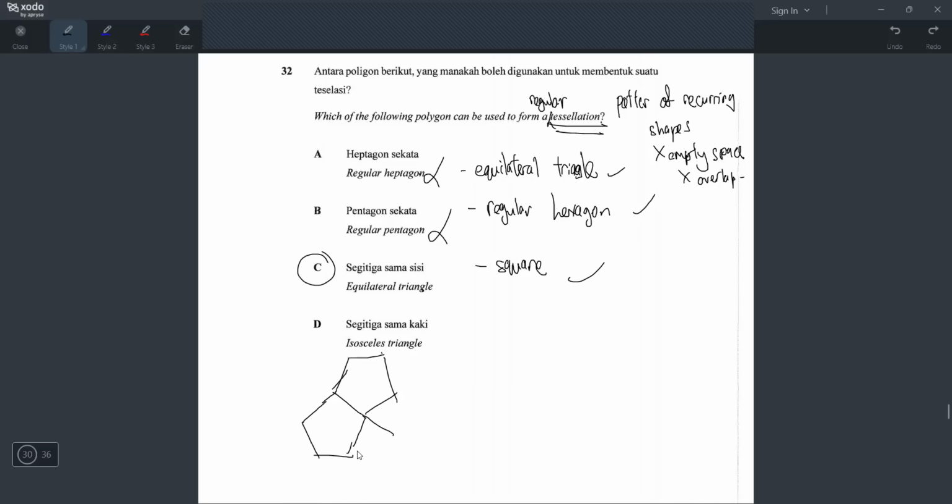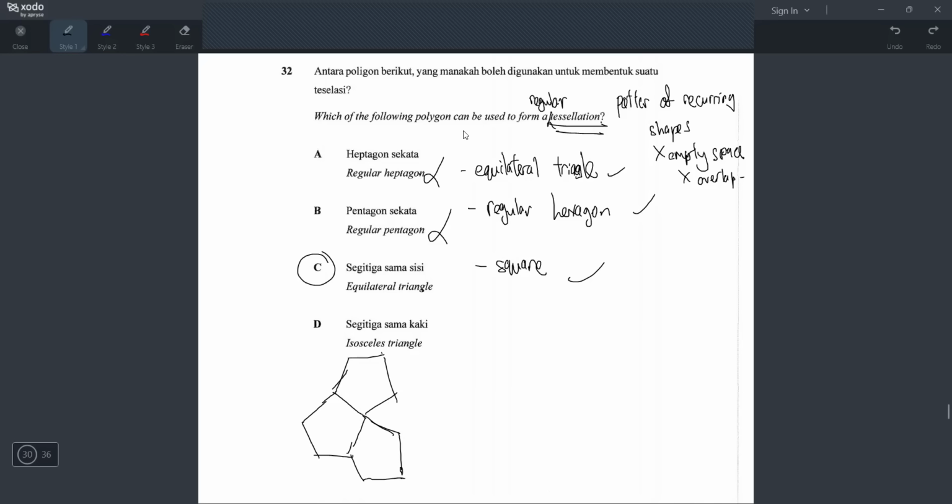Wait, how should I position this pentagon? Maybe like, because this one is like that, right? So maybe like this, like this, like this. As you can see, I cannot form it actually, because I will end up having this gap here and I cannot fill this gap with a pentagon. Yeah, you just can't, right?